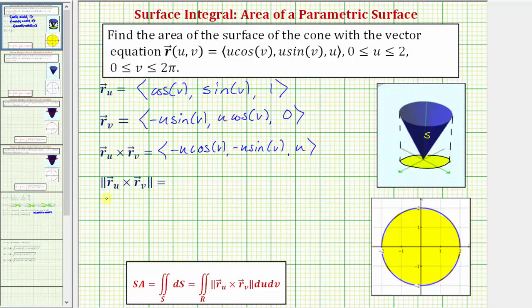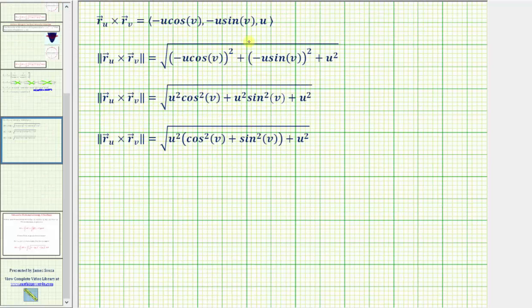So the next step is to find the magnitude of the cross product, which again I've already done some of the work here. The magnitude of the cross product is equal to the square root of this sum here. Simplifying the exponents, we get the square root of u squared cosine squared v plus u squared sine squared v plus u squared. And if we factor out u squared from these first two terms, again notice how here we have cosine squared v plus sine squared v, which equals 1.